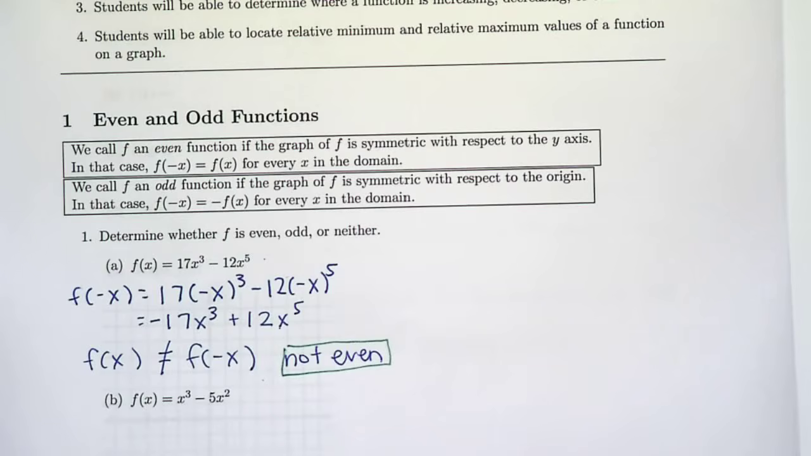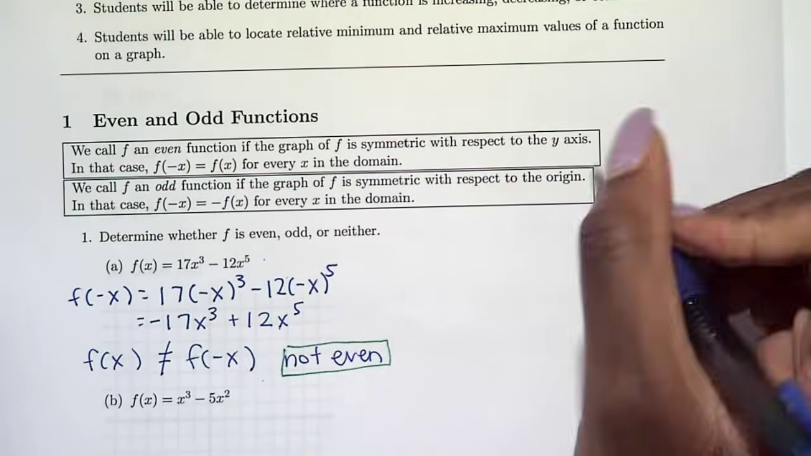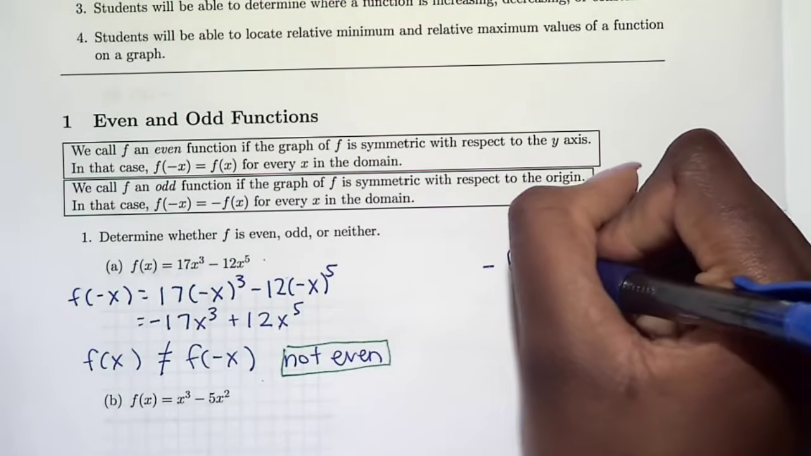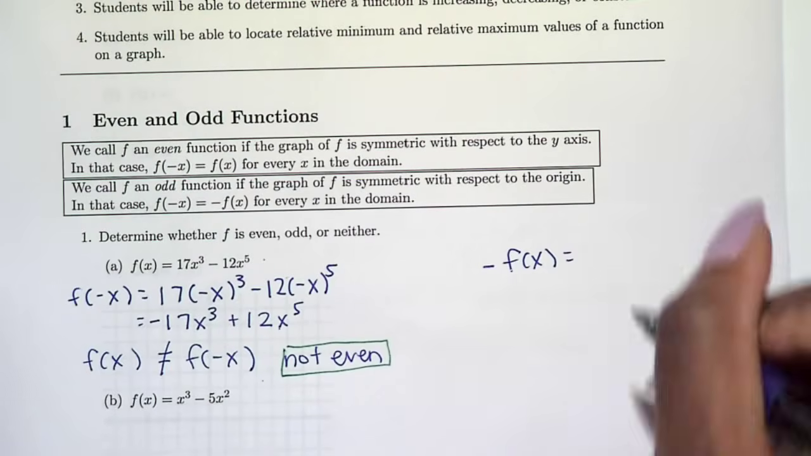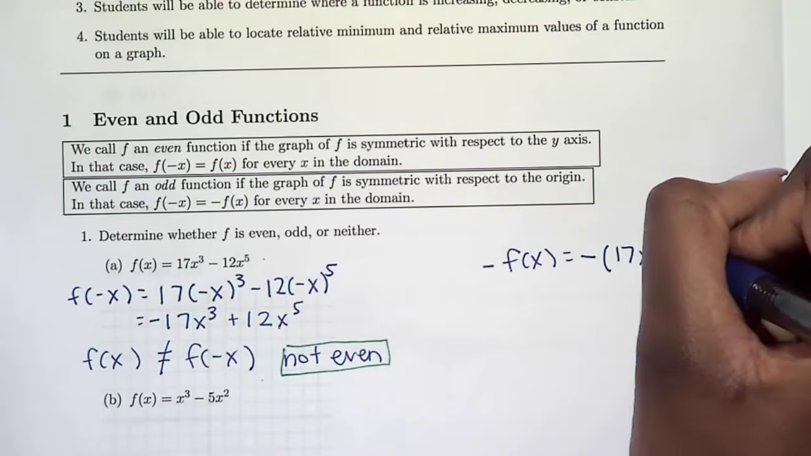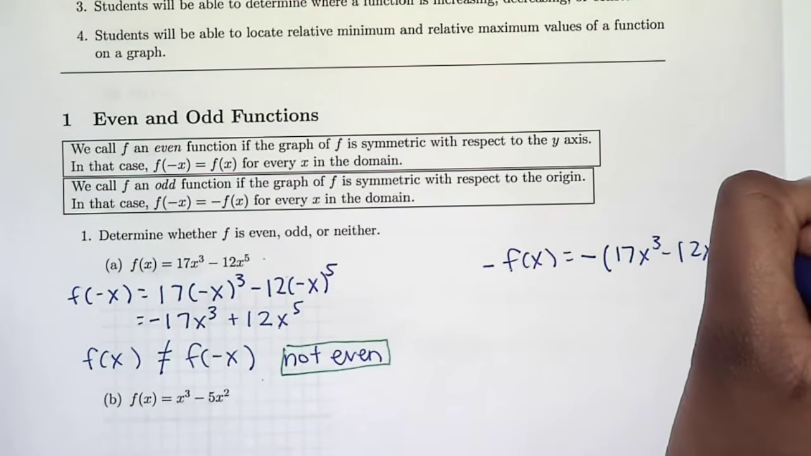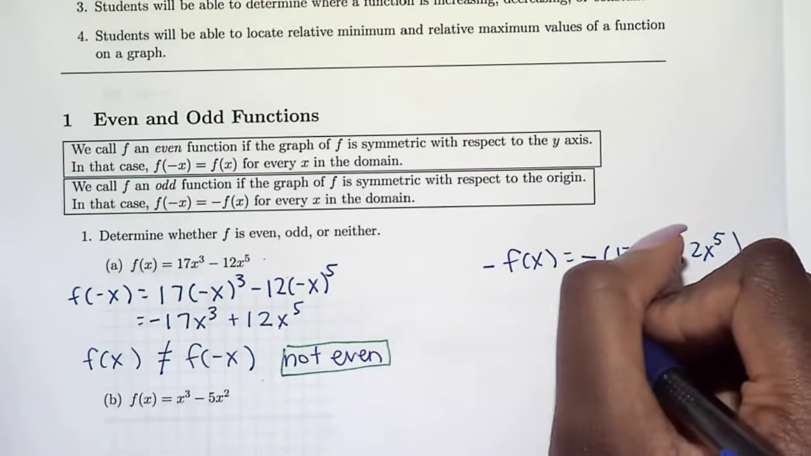All right, now let's check to see if our function is odd. We want to show that what we just found, f of negative x, is the same as negative f of x. So let's find negative f of x, because that's the one thing we don't know yet. That's just putting a negative in front of our function. Now let's distribute this negative.